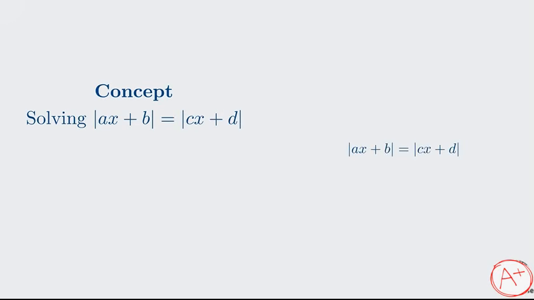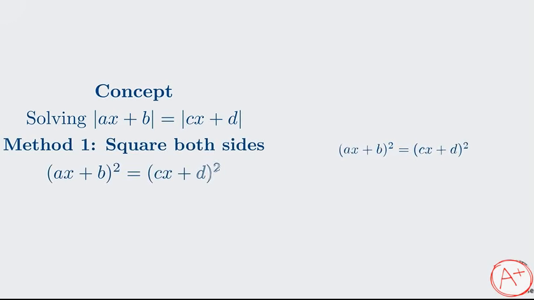Now, let's look at the next concept. Now, consider the case where we have a modulus on both sides of the equation. One highly effective method is to square both sides. Since squaring any real number results in a non-negative value, the modulus bars are essentially neutralized. This transforms the problem into a quadratic equation.